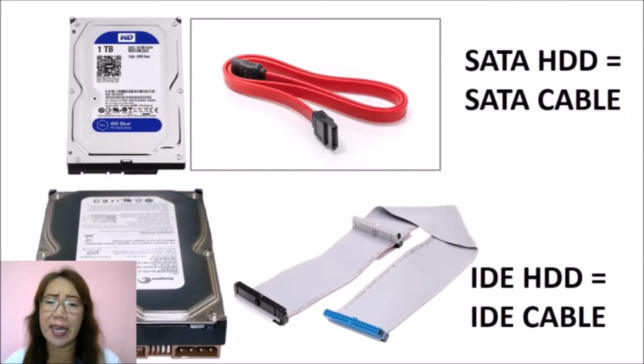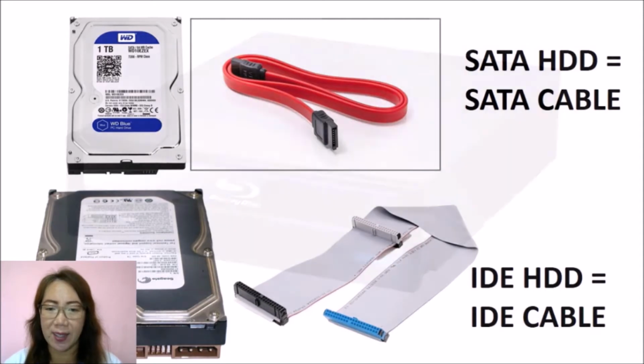And we have two types of hard disk drive. We have the SATA type and the IDE type. The IDE type is for the older type of PC, while the SATA type is for the newer PC. If you use a SATA type of HDD, of course, you need to use a SATA cable. And if you use the IDE type of HDD, you need to use an IDE cable.